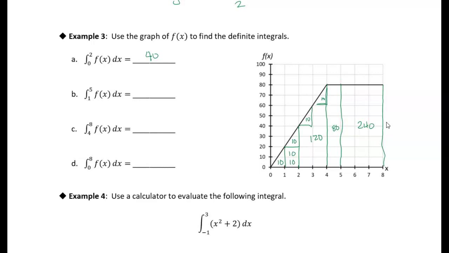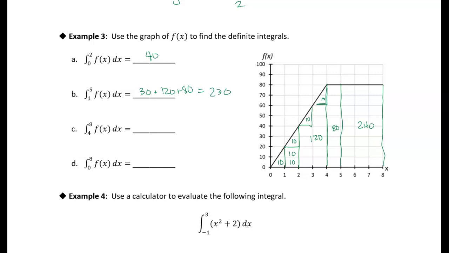But now that I've got all my areas found, I just need to pick the appropriate areas to add up. So when I integrate f of x from 1 to 5, I need to add the 30 in this first slice right here. I need to add that slice and that slice, the slice from 4 to 5. So I'm going to add 30 plus 120 plus 80, which gives me a total of 230.